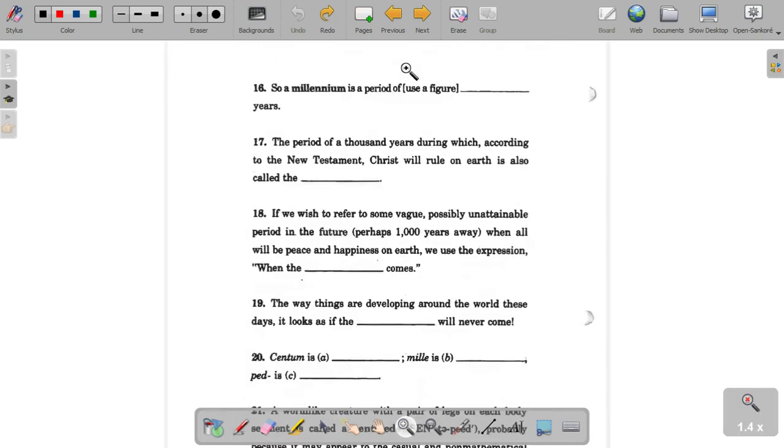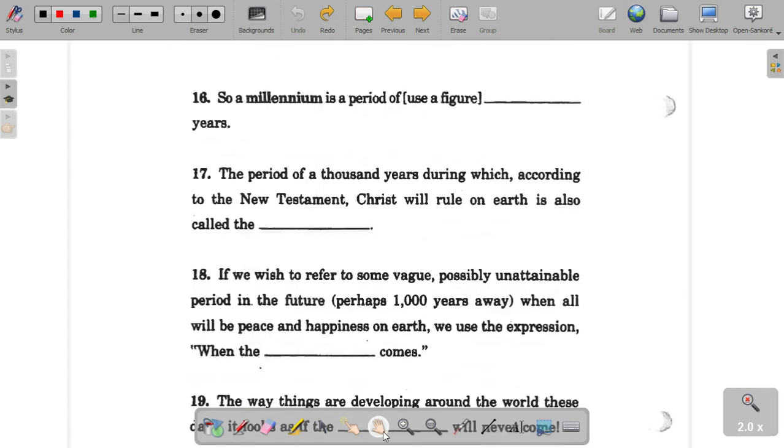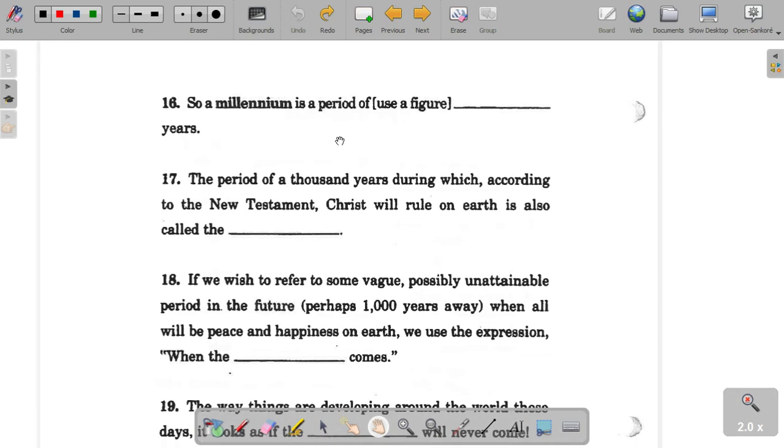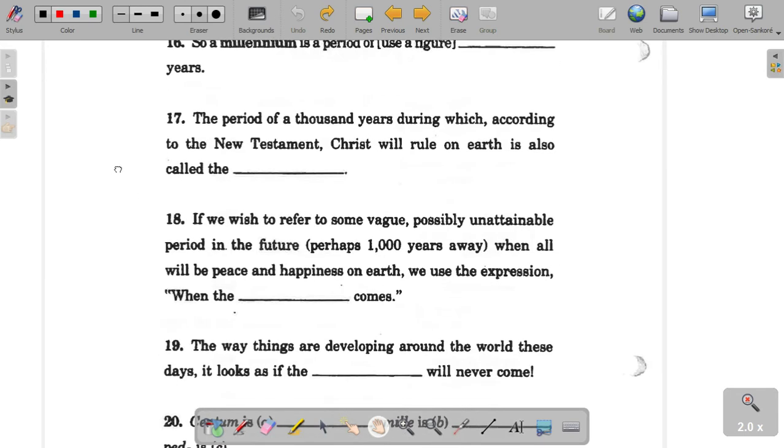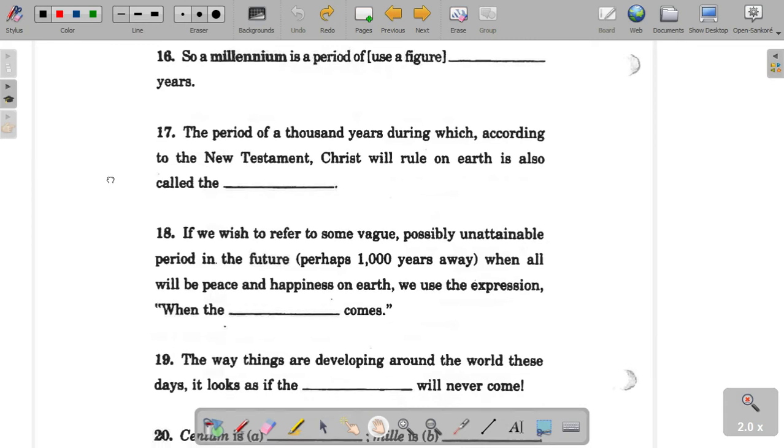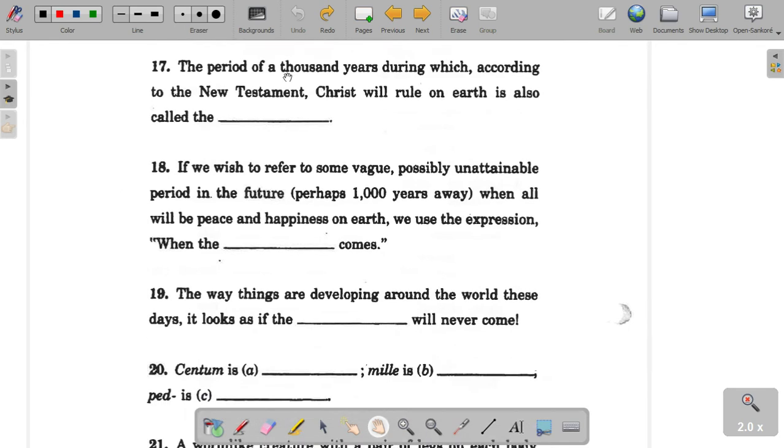Now, what year were you born in? 2003. Oh, okay. So you don't remember the millennium. So when the millennium happened, when it hit year 2000, it was a huge deal because that hadn't happened in 1,000 years, of course. There were massive parties everywhere. It was the biggest thing to happen all over the world, pretty much, because it was a millennium. So the period of the 1,000 years during which, according to the New Testament, Christ will rule on earth is also called the millennium.